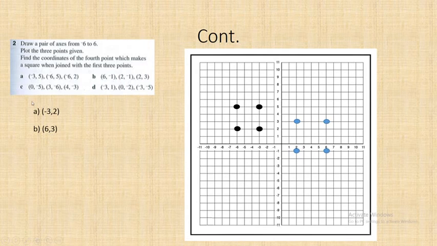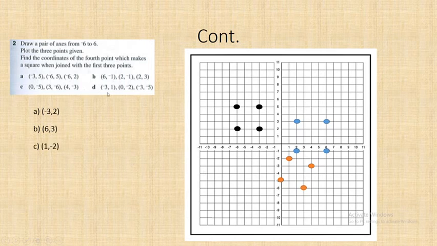For question C, he needs me to plot these points, 0 and negative 5. So 0 in x and negative 5 in y. So it's going to be here. 3 and negative 6. So plot it here. 4 and negative 3. So 4 and negative 3 is going to be here. The 4th point to make a square is going to be here, of course, just to make the square. So it's going to be 1 and negative 2. So these are the coordinates for question C.